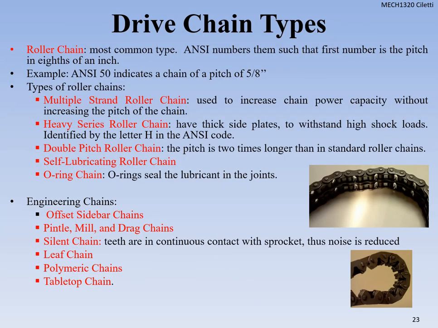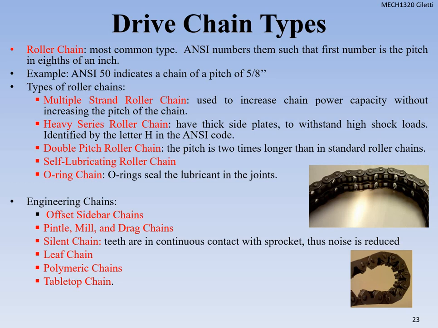Okay, so remember, test question, right? Roller chain, that's the most common type. We have ANSI numbers. The first number is the pitch in 1/8 of an inch. The pitch will be in 1/8 of an inch. So, example, an ANSI 50 indicates a chain with a pitch of 5/8. The first number gives the pitch: 5/8. Okay, the 5 is the first number, and remember the pitch is in 1/8 of an inch. Okay, and remember the pitch is the distance between the pins.